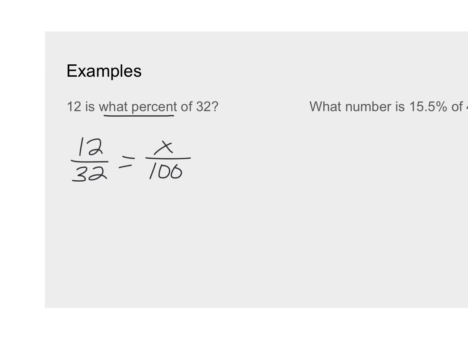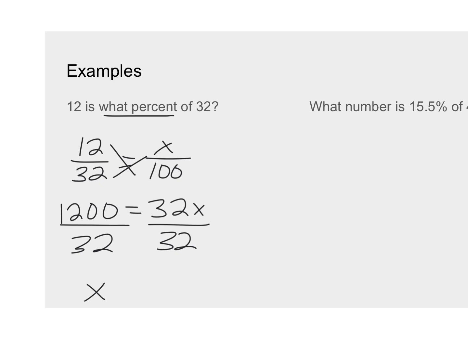Now that you have it set up, how would you solve? Cross multiply. 12 times 100 is 1200 equals 32 times x. 32x. How would I solve? Divide by 32. 1200 divided by 32 is 37.5. What would my label be? Percent, because we were looking for a percentage. Nice job. So the biggest thing is we have to make sure we put them all in the right spots, because if we didn't, we would get a completely different answer.